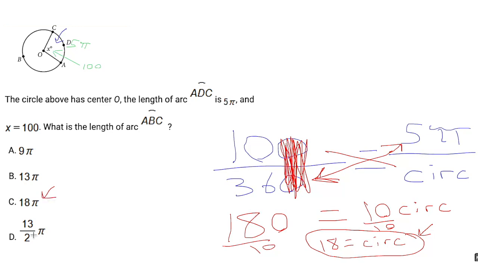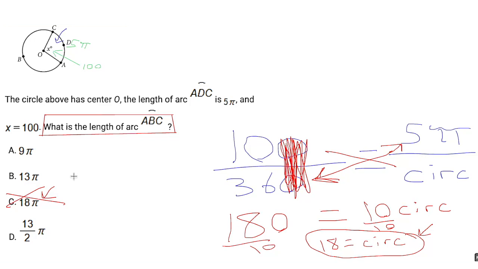But we've got to be careful. This is a difficult problem, not only because you need to understand the concept behind how arcs and sectors work, but they also have a trick answer here. Because if we remember from the question, and I probably should have underlined this, always double check the main question. What is the length of arc ABC? We're not looking for the circumference, so C is not our answer.